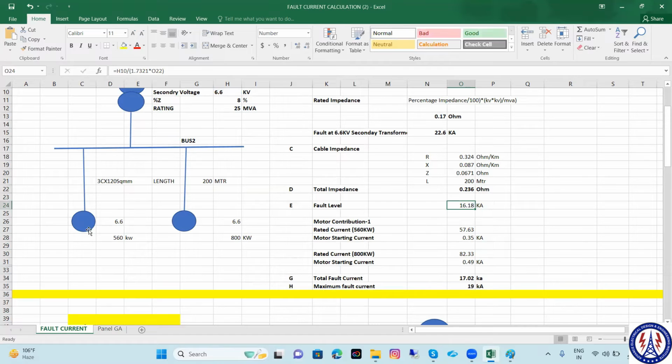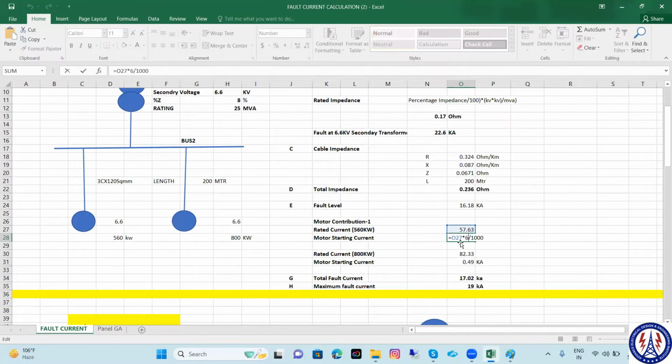But here, remember one more thing. Any load which is rotating in nature contributes to the fault current. Just like a motor, it has a residual magnetic field, so it contributes to the fault current, meaning it will generate fault current. For the motor, the maximum fault current will be the starting current of the motor. So this is my 560 kilowatt motor. The current will be this one, and the starting current will be 6 times of this.